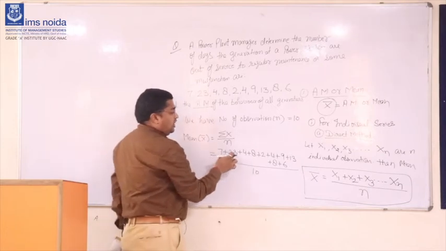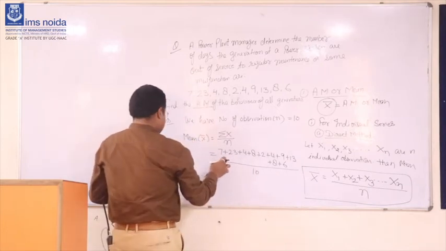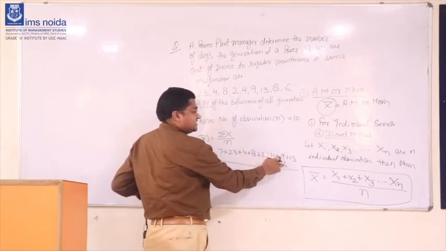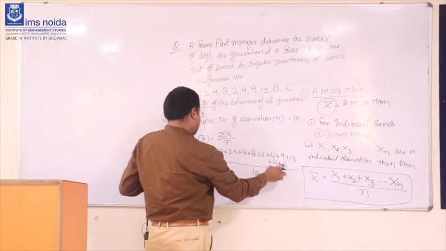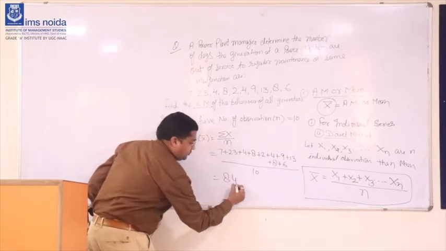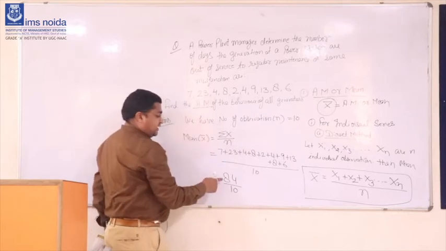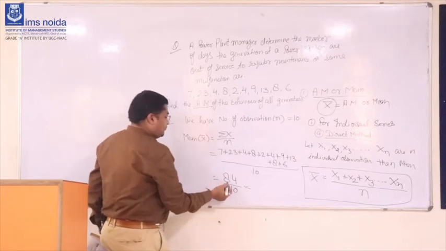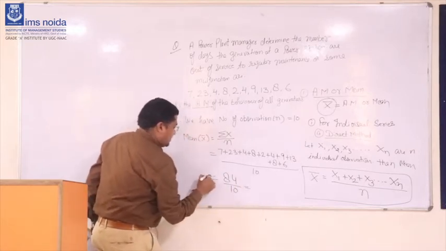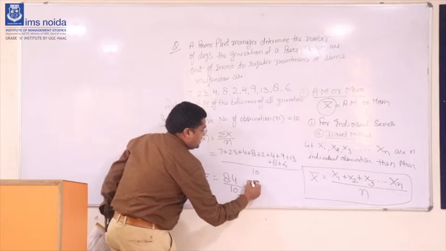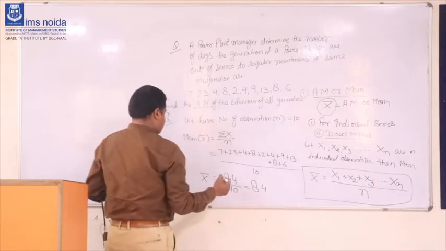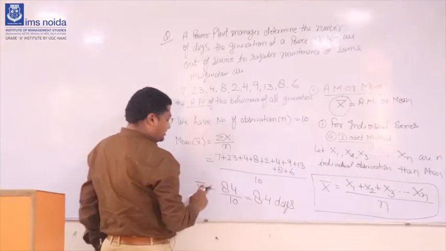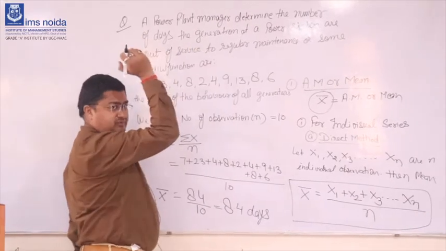Add all the observations: 7 plus 23 plus 4 plus 8 plus 2 plus 4 plus 9 plus 13 plus 8 plus 6 is equal to 84, divided by 10. The answer is arithmetic mean equal to 8.4. This is 8.4 days. This is the arithmetic mean for this question.